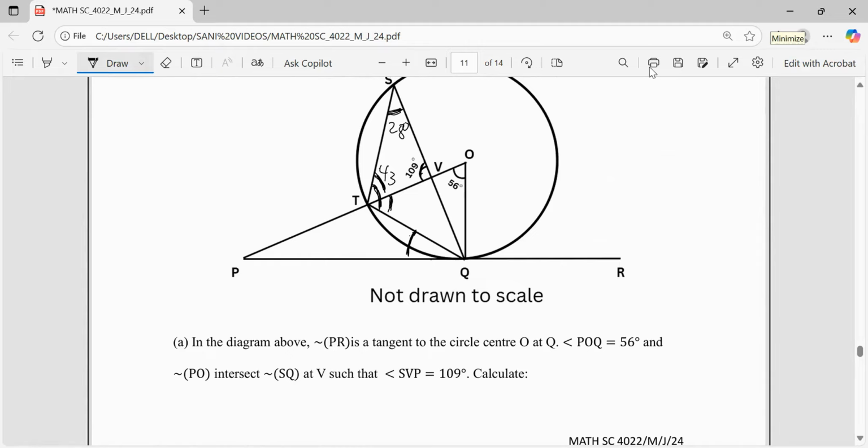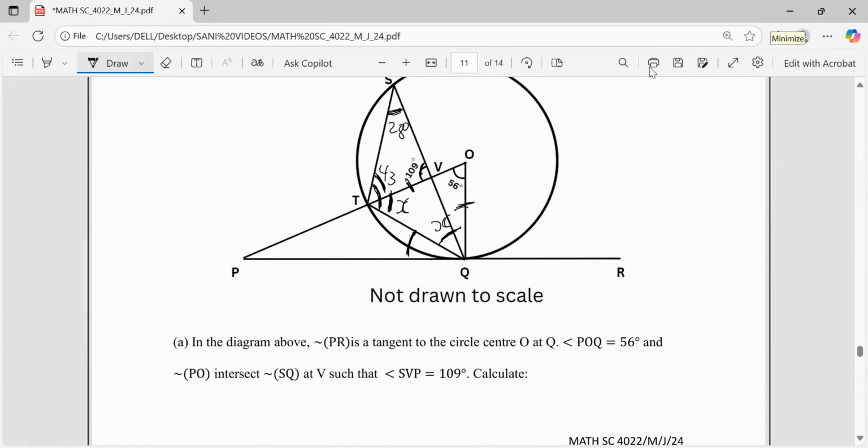Now the next one is to find our OTQ. Don't forget, triangle OTQ is an isosceles triangle because this is a radius. OQ is a radius. OT is a radius. That forms an isosceles triangle. And in an isosceles triangle, the base angles are equal. So if you call this angle here X, this angle here will also be X. So OTQ is X. OQT is also X.